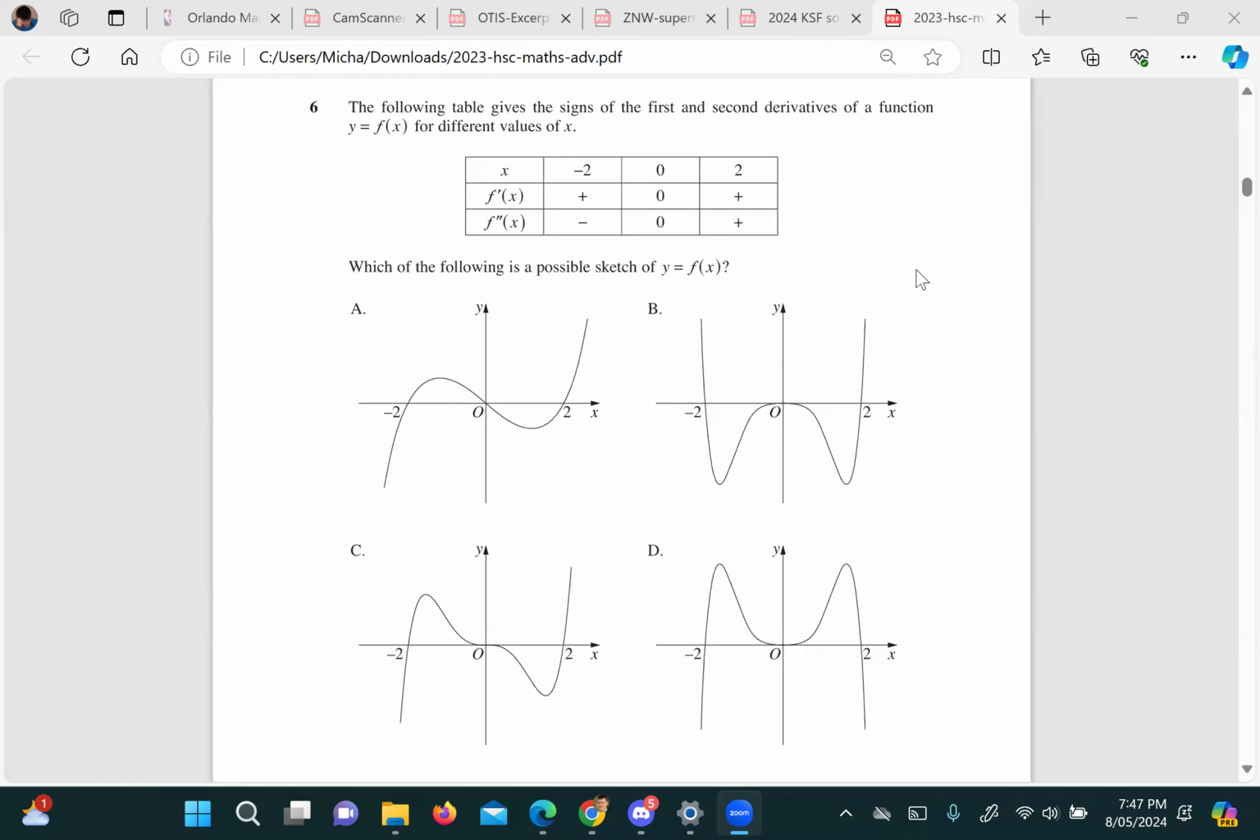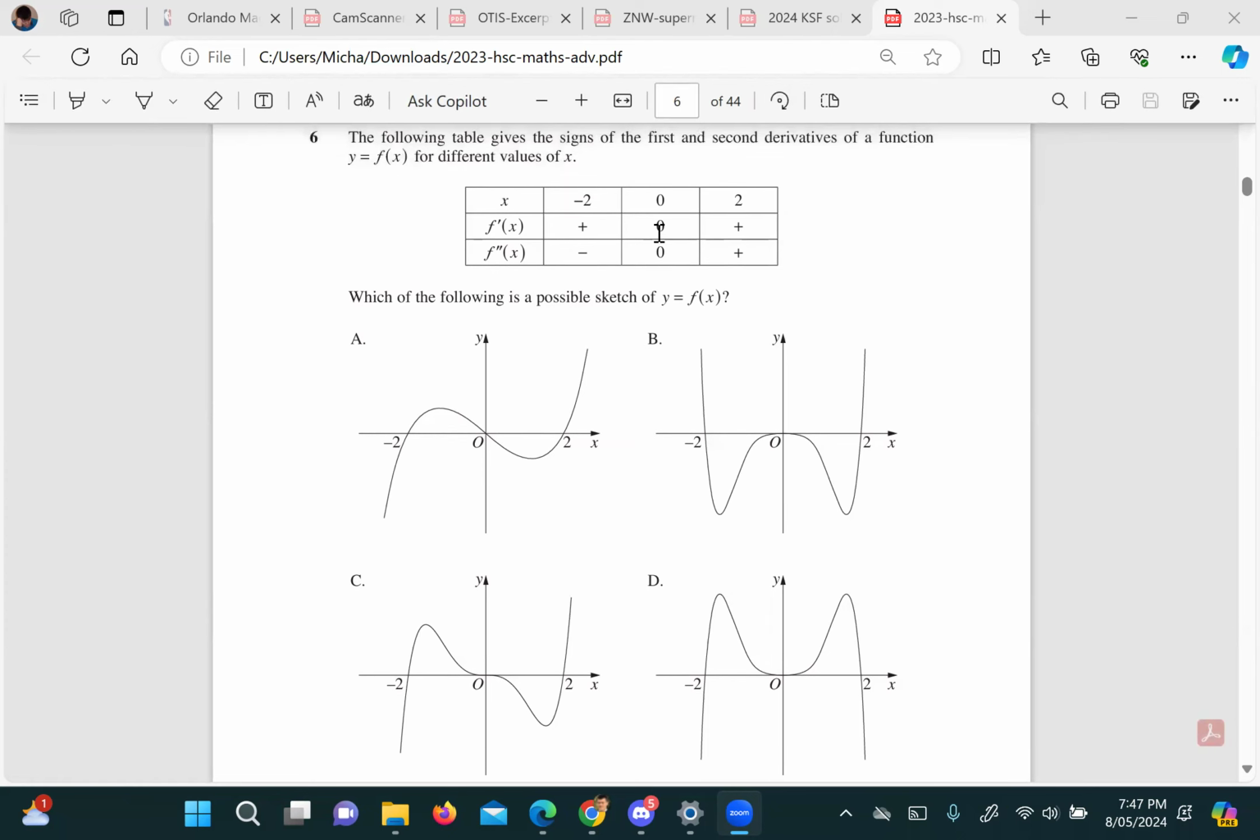The following table gives the signs of the first and second derivatives. Anyone want to give me their first impressions, or we'll just go through it together?